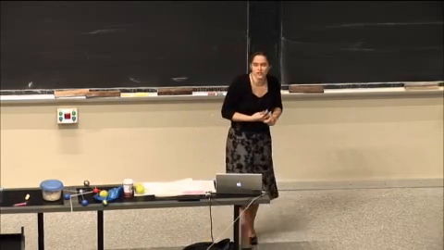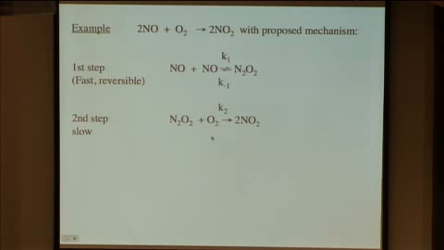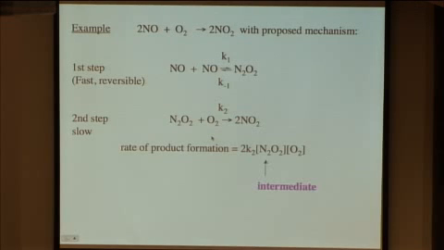So here is a reaction that we've talked about before. We talked about this proposed mechanism where we have a fast reversible step and a slow second step. We learned last time that we can write the rate of product formation from the second step. There are 2 molecules of NO2 being formed, so we have 2 times k2, the concentration of N2O2 and the concentration of O2. But this is an intermediate, so we need to solve for that intermediate.